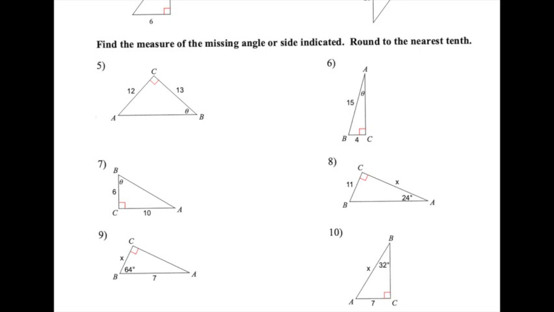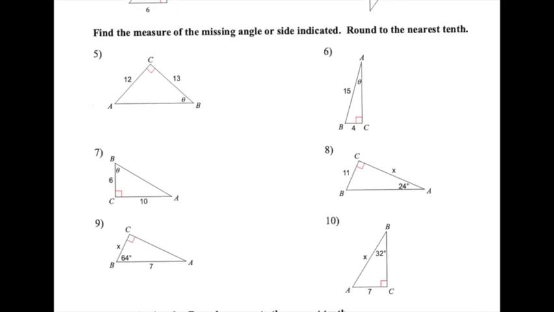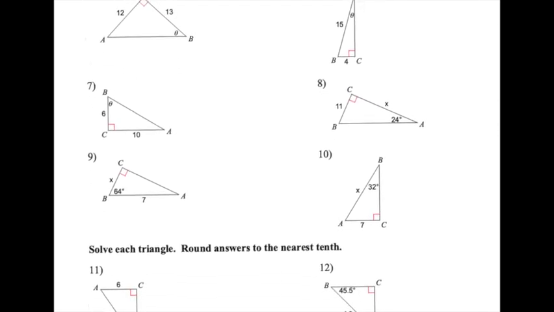So let's look at number 9. We'll just scoot this up. Number 9, I am going to label this triangle according to this angle. So if I stand in 64 and walk across, that is my opposite side. Across from the right angle is my hypotenuse, which means this x is my adjacent side.